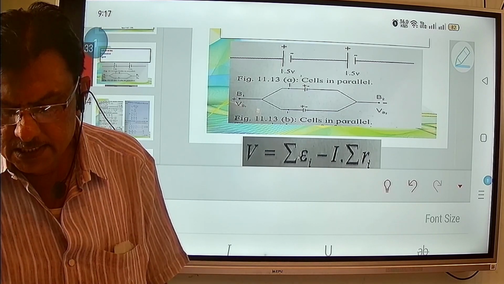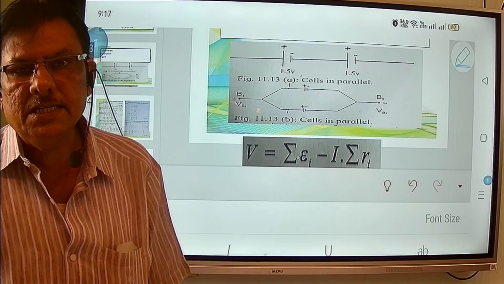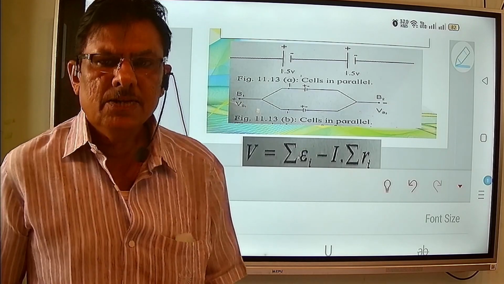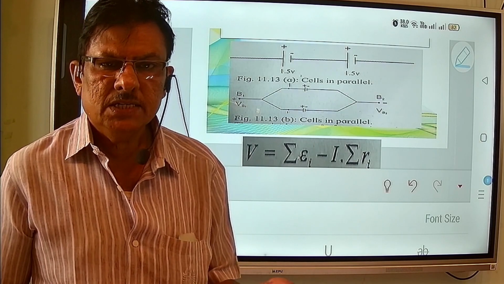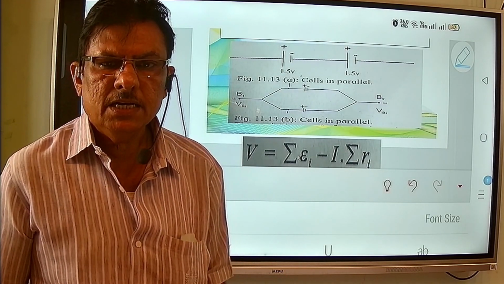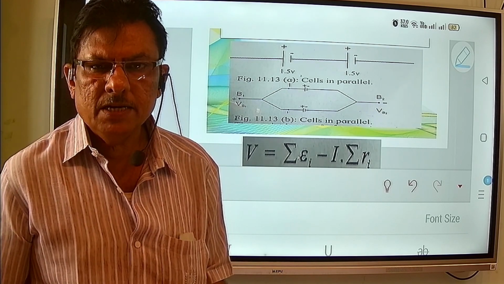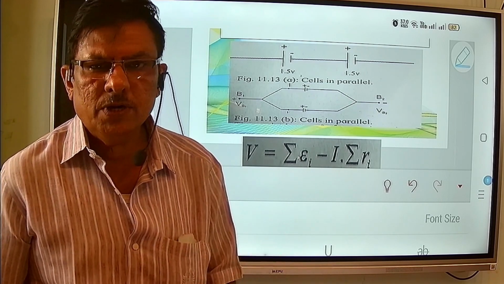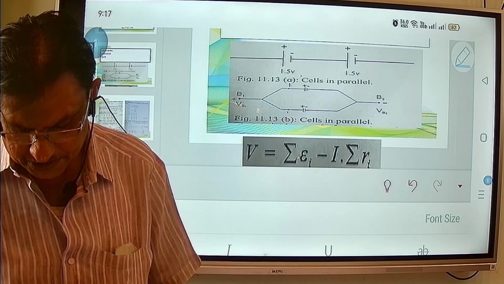The next advantage is that cells which are damaged can be easily replaced. Take the example of using a torch at night, where we have those A4 size cells placed inside it. If any one of the cells becomes poor or weak, then you can replace it with a new one. So simple it is. Hence we say that it is an advantage.